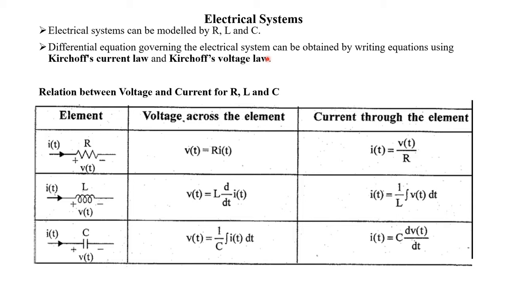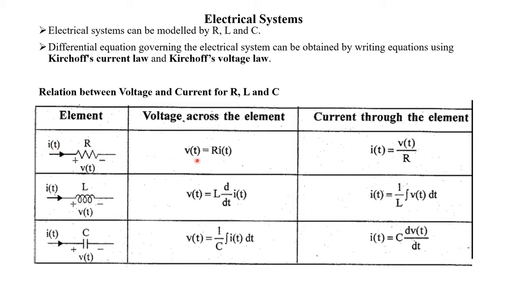First of all, we are going to see the relation between the resistor R, inductor L as well as the capacitor C. These are the different elements which are used to model the electrical system. The first element, the resistor, will be represented like this, and the voltage drop across the resistor will be represented by V of t is equal to R into I of t. The voltage drop across it will be V of t and the current flowing through this resistor will be I of t.